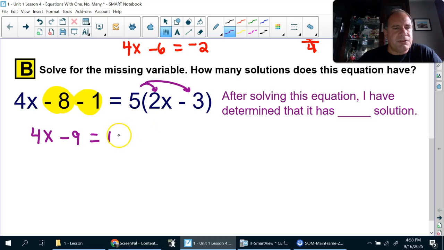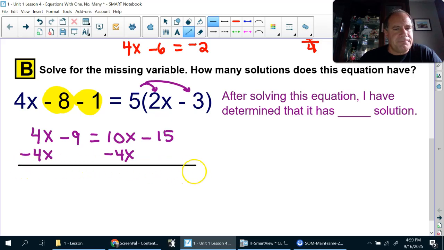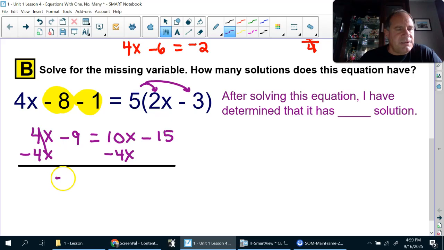You have 5 times 2x. That's 10x. And then we have 5 times -3 is -15. Be careful with that. So we subtract 4x on both sides, getting the smaller x over to the larger x. This cancels. You get -9 equals 6x minus 15.